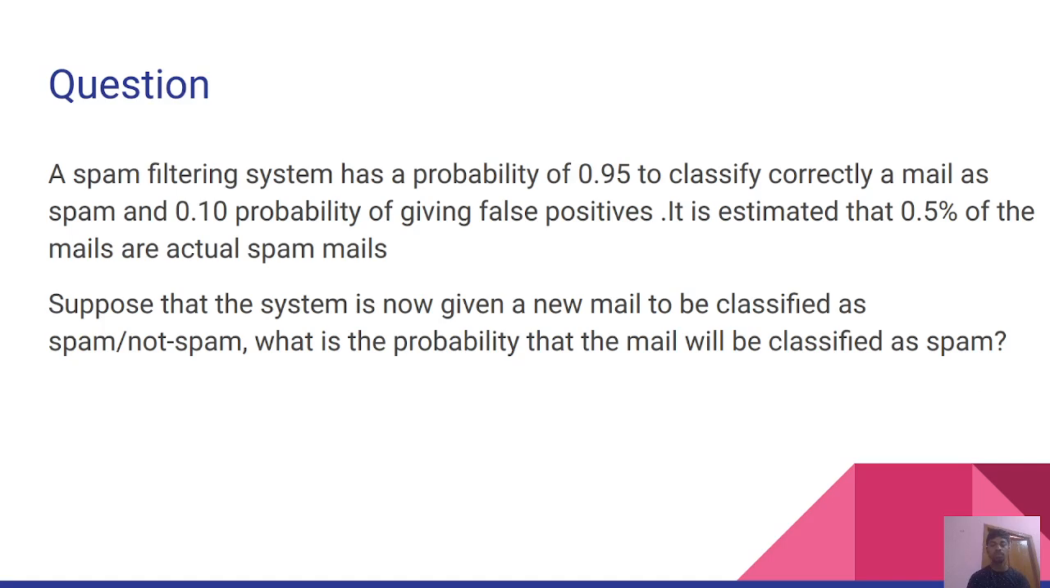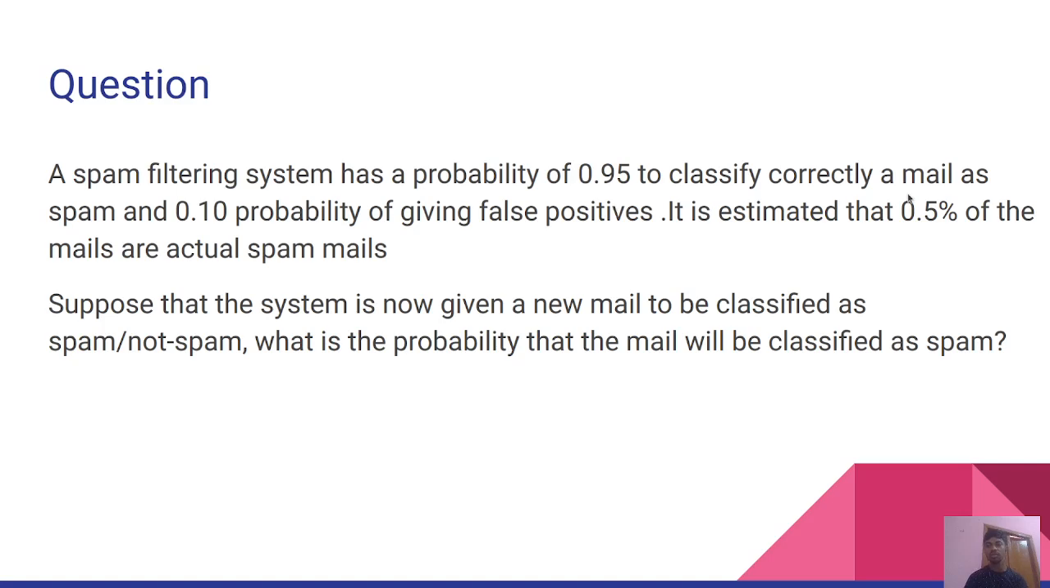So we have a spam filtering system, and especially consider Gmail. A Gmail spam detection system is able to give the correct answer. If the email is actually spam, then it is able to tell that yes, it is spam 95% of the time. But if it is not spam, 10% of the time it says that it is spam. So this is called a false positive, right?